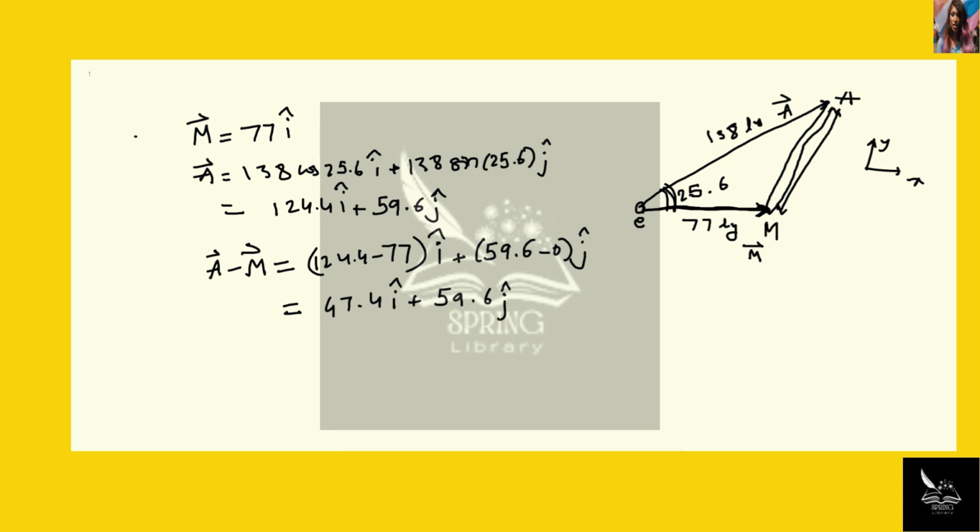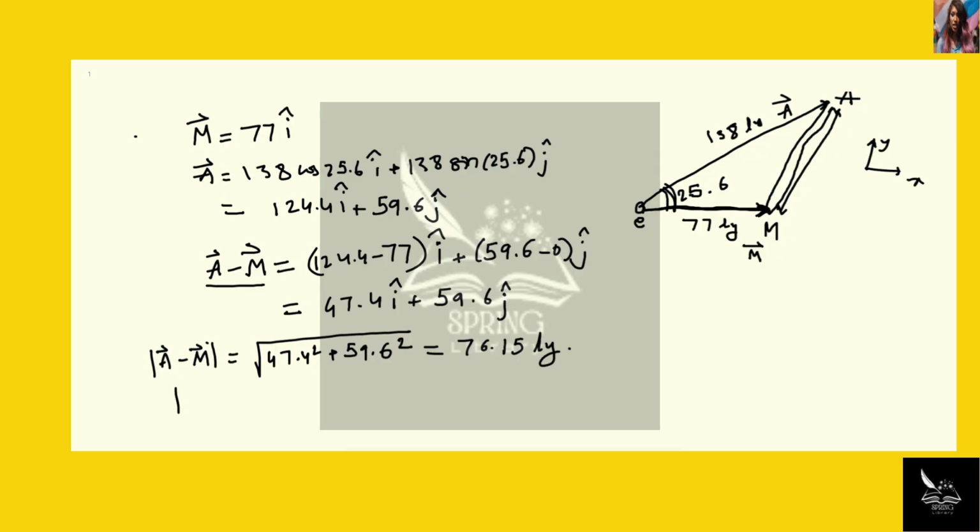Now to find the distance between Merak and Alkaid, we need to find the magnitude of this vector. Now by using Pythagoras theorem, we can see that the magnitude of this vector is the square root of 47.4 squared plus 59.6 squared. This turns out to be 76.15 light years.